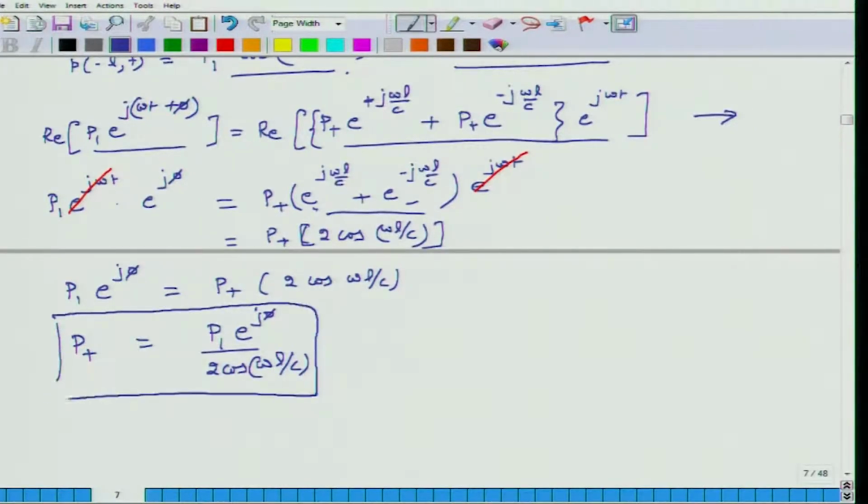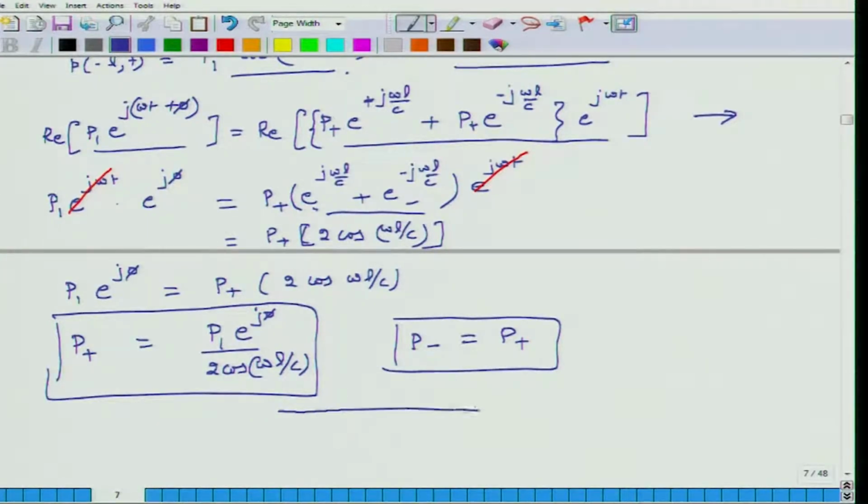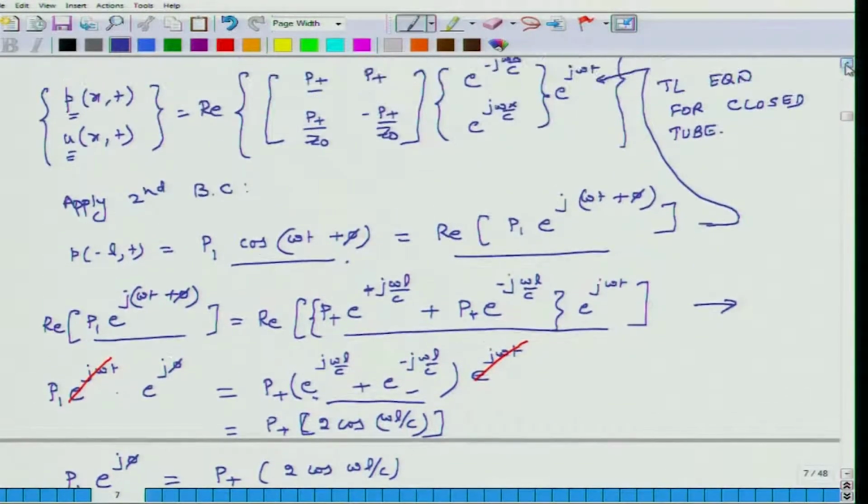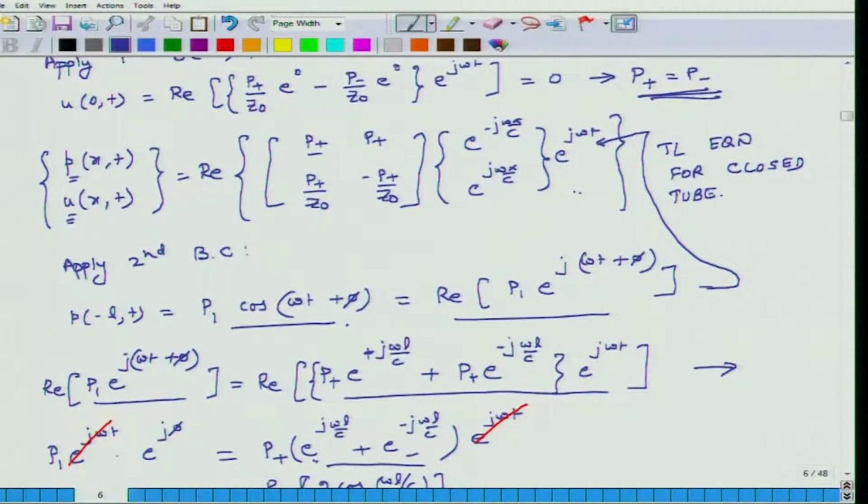So now I have also calculated the value of P plus, and we know that P minus was equal to P plus. Okay. So now I can use both of these equations in my transmission line equations for the closed tube, and I can get the value of functions P and U. So that is what we are going to do now.